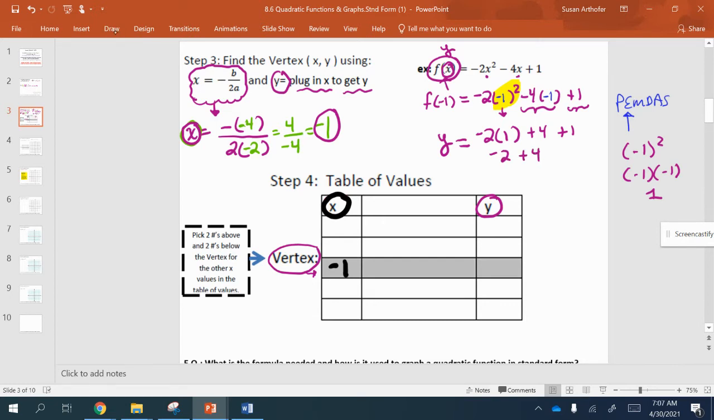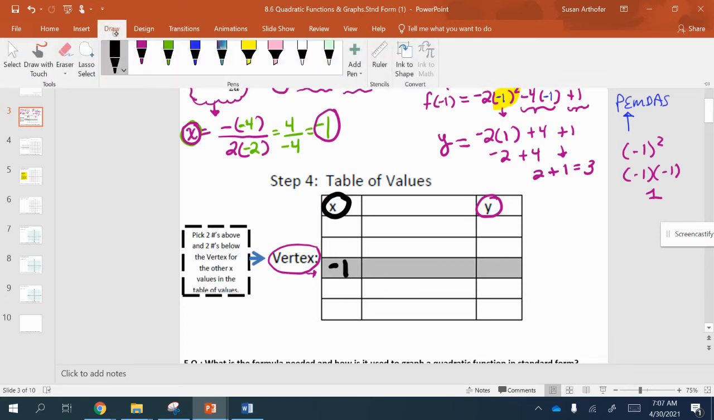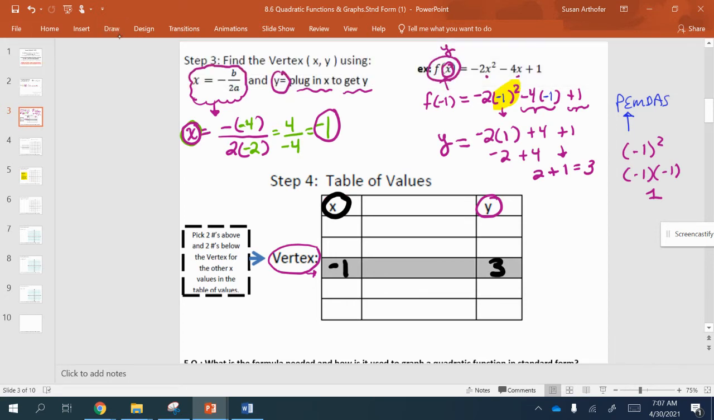How much is negative 2 plus 4? Just think 4 minus 2 is 2. And bring this down. Plus 1 equals 3. So our y value is equal to 3.